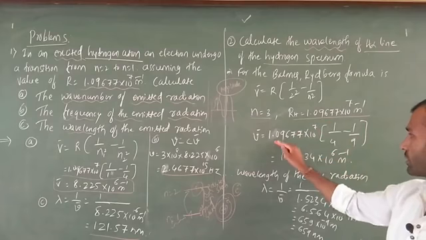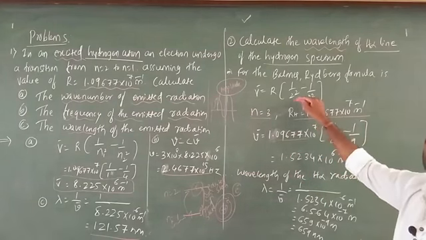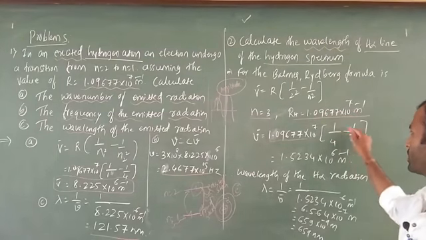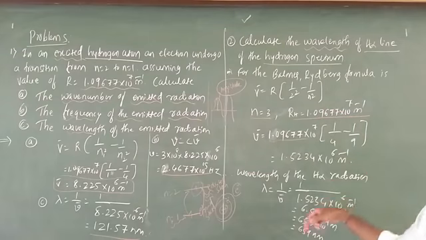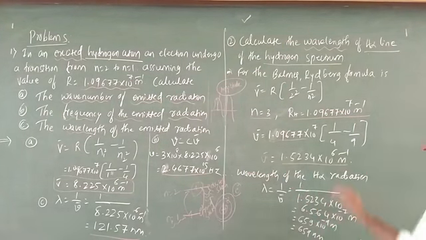Next you have to fill in all the values. This is the R value. After that, 1 by 2 square is 1 by 4, and 1 by 3 square is 1 by 9. Finally we get nu bar, the value per meter. The wave number is measured in per meter according to SI.